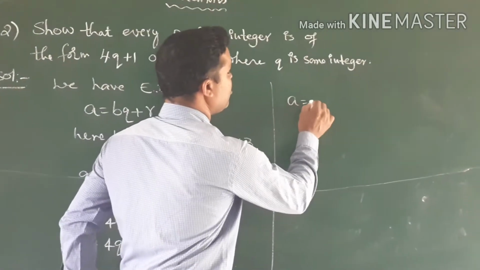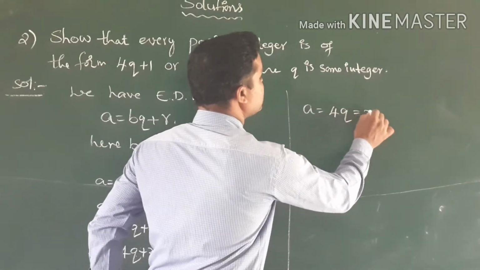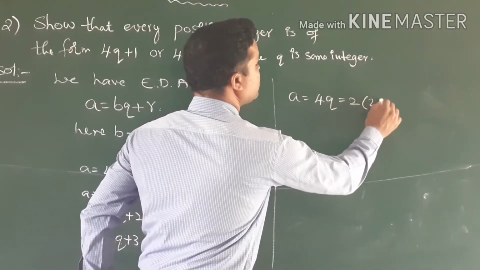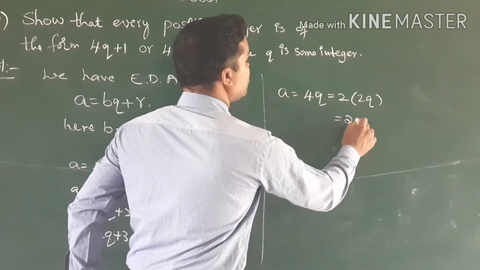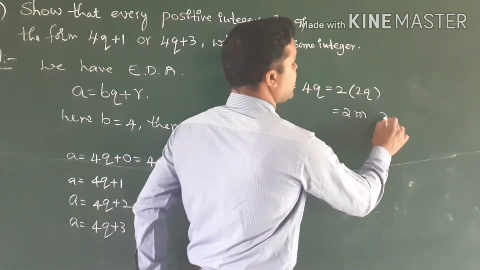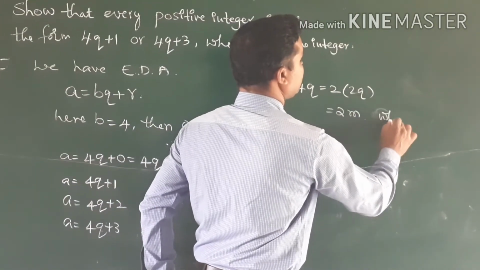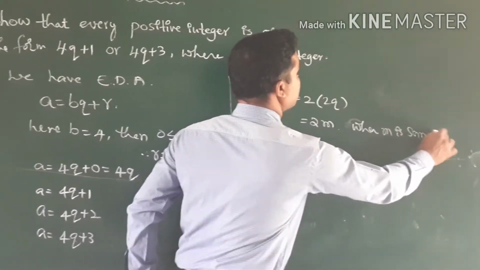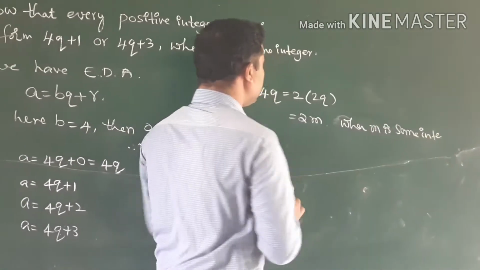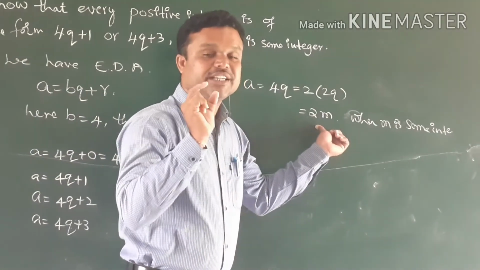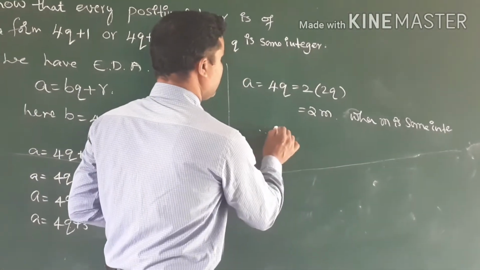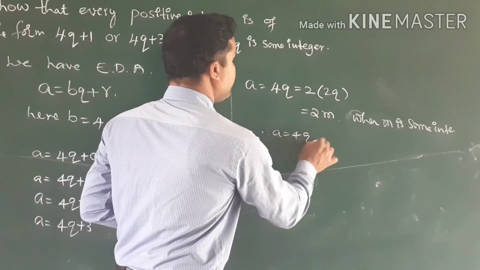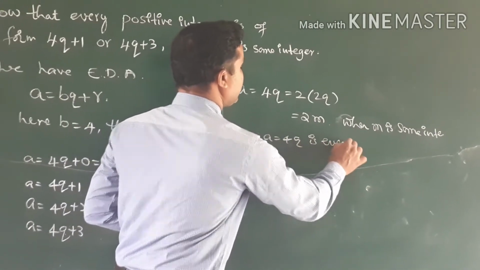A is equal to 4q. That means this can be written as 2 into 2q, that is 2 into m, where m is some integer. So 2 into something means it's an even number. Therefore A is equal to 4q is even.